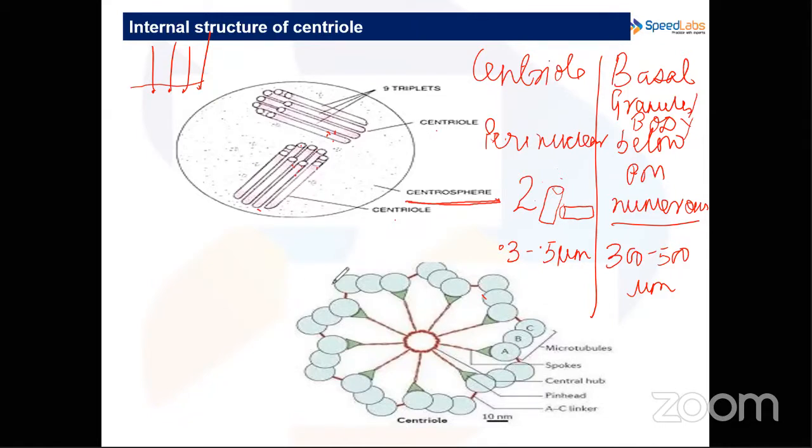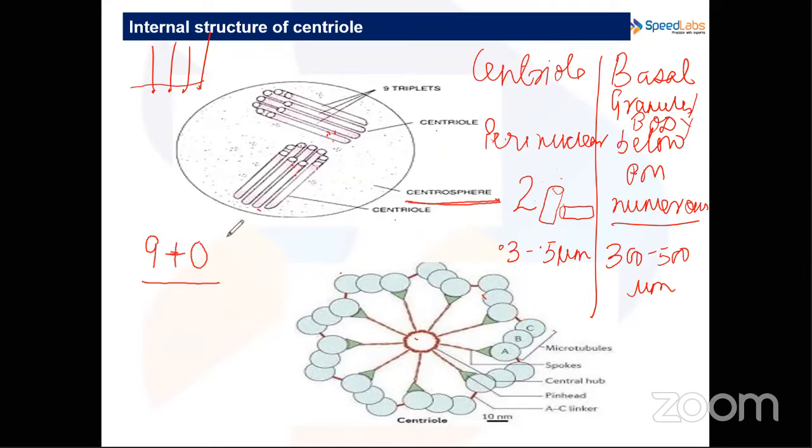Internal structure, we're describing this structure. They have got this 9+0 arrangement. So why 9+0? Why is the central part absent? You can see the central part is absent, all right? So there are no central microtubules. This is not a microtubule. This is called the hub. I'm going to tell you about that.